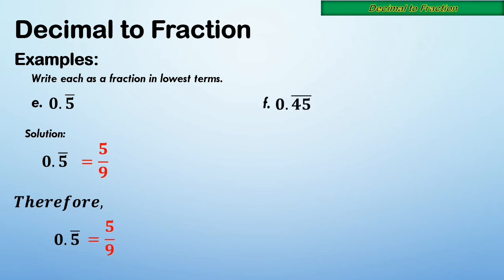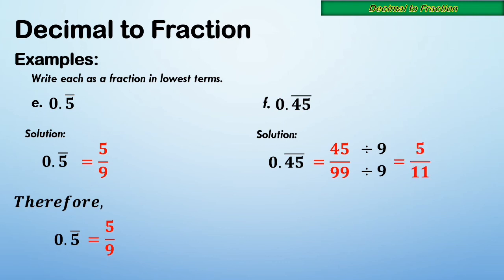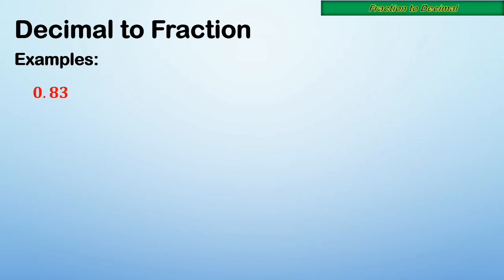Next. Ito. Ano yung i-multiply natin? 10 or 100 or 1,000? 100. Good job. Since 100, ano yung denominator niya? 99. Good job. Now, si 45 at 99, meron bang common? Meron. 9. Therefore, divide both numerator and denominator by 9. And that is 5 over 11. Therefore, 0.45 is equal to 5 over 11. Okay, good job. Another example tayo.